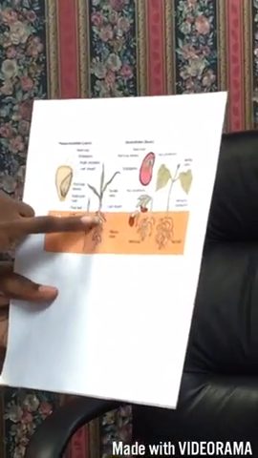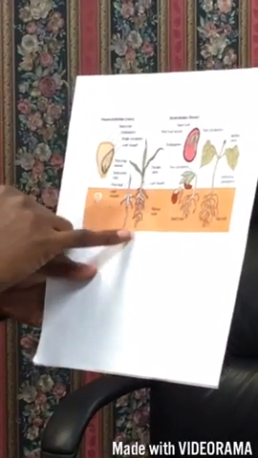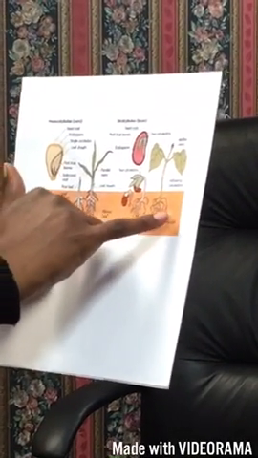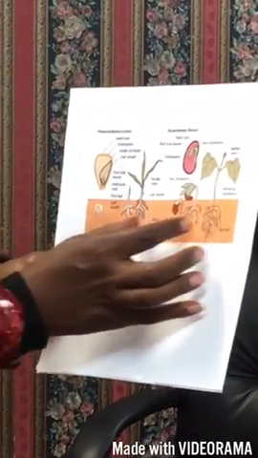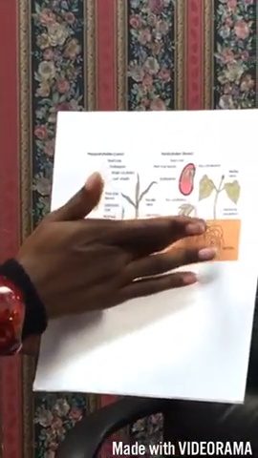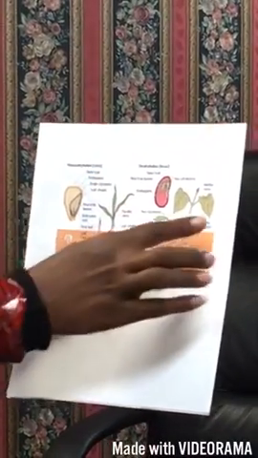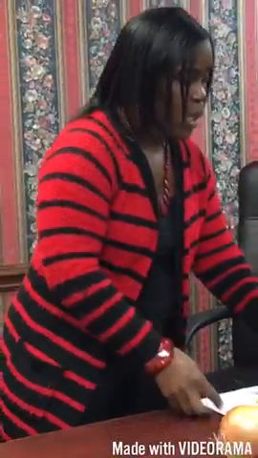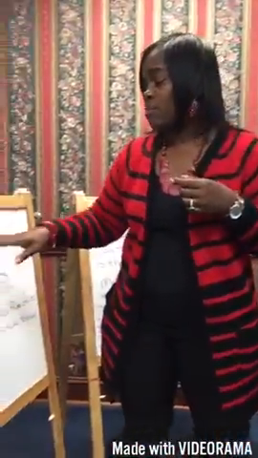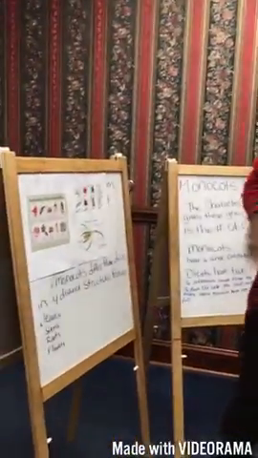And if we look at the roots of the corn, which is a monocot, versus the roots of the bean, which is a dicot, they're very distinctive. They look totally different. And then if we look at the stems and the leaves of the dicot and the monocot, we can see that there is a distinct difference there as well. Now we're going to move on to the characteristics of monocots and dicots.